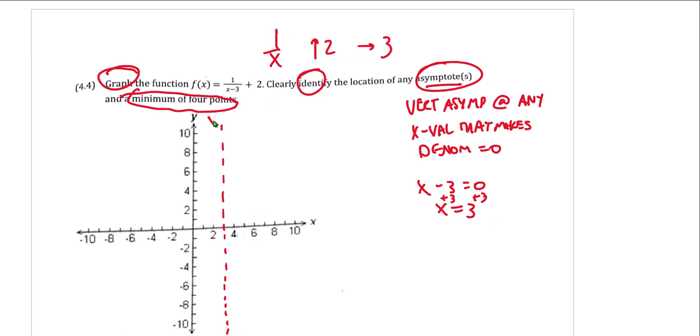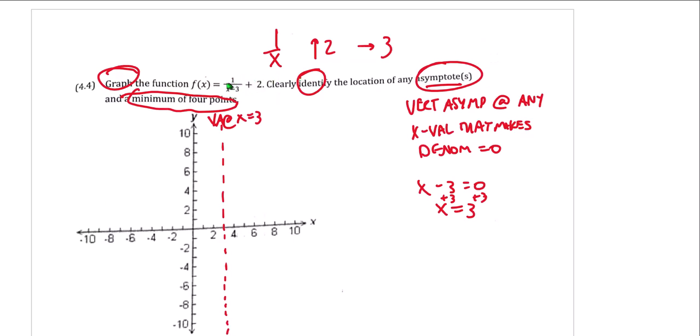So let's write that down. Let's write VA at x equals 3 because we are told to clearly identify the location of any asymptote. And then in terms of what else we have to do here, sorry, they say any asymptote. So why don't we just go ahead and do our horizontal asymptotes as well, which we can do in a number of ways. One of the ways is by remembering our horizontal asymptote rules.